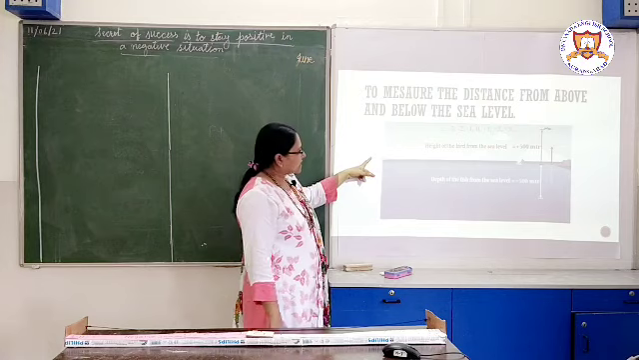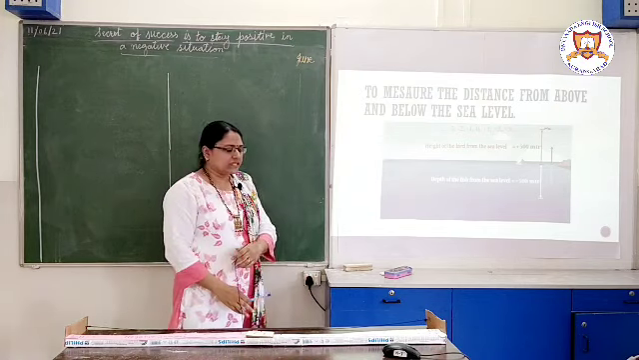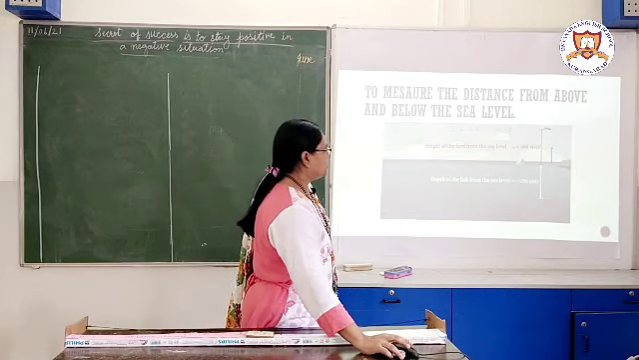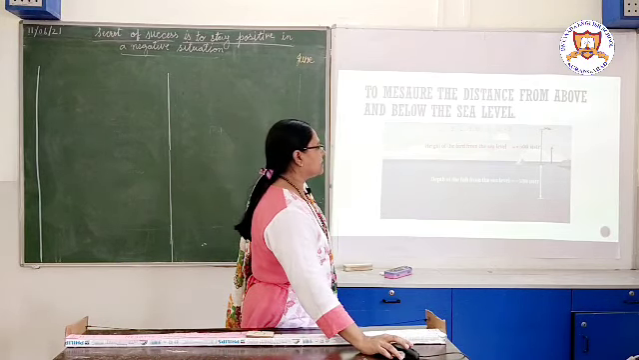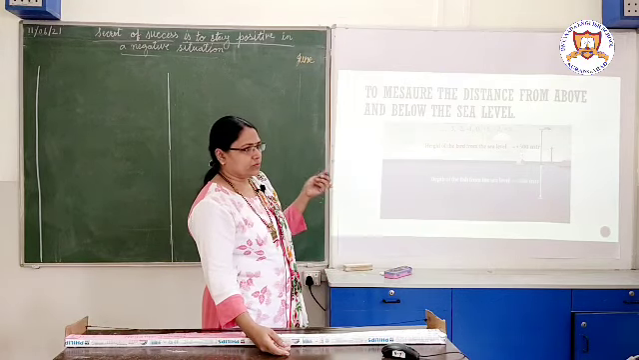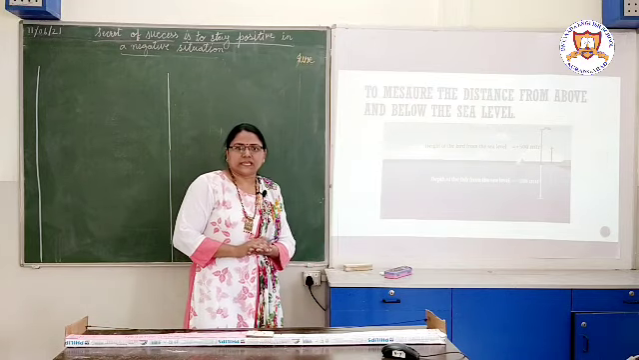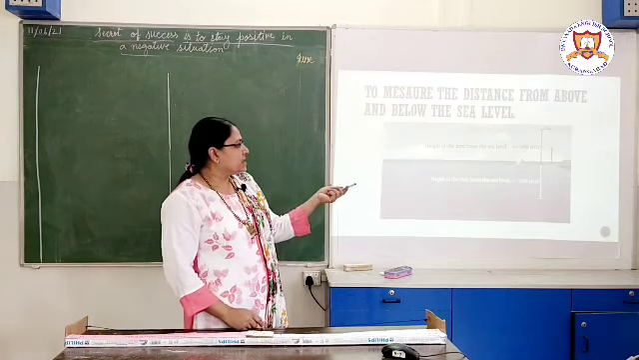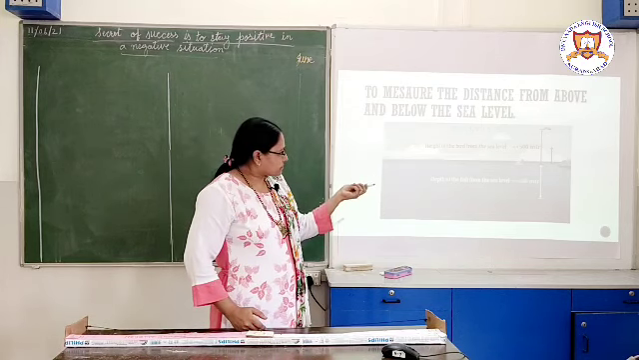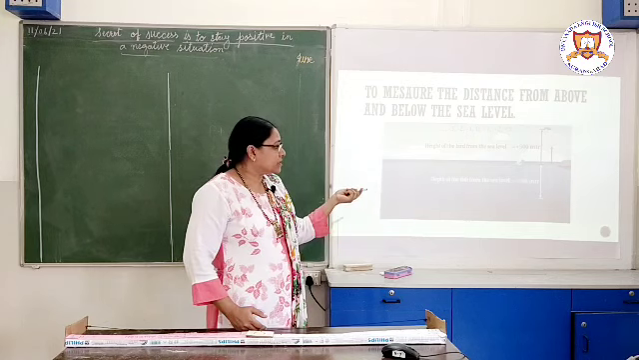So in this way we can use integers to measure the distance above and below sea level. If it is a positive sign, that indicates that the height, or whatever the distance is, is above sea level. If the negative sign is there, it indicates that whatever distance is there, it is below sea level.